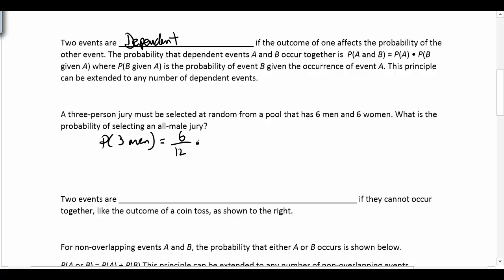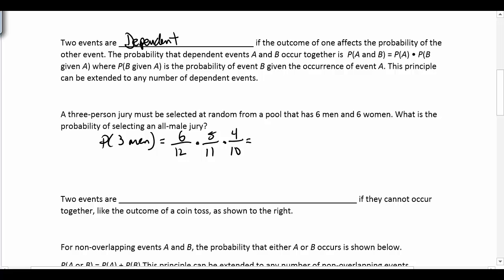So here's another characteristic of a dependent event. The next time I pick someone, I've already picked a guy, so there are fewer people in the room to pick from. So my probability of the next event depends on the probability of the first event. There are now 5 guys to pick from out of a possible 11. And the third guy depends on who came before, so there are now 4 guys in the room out of 10.